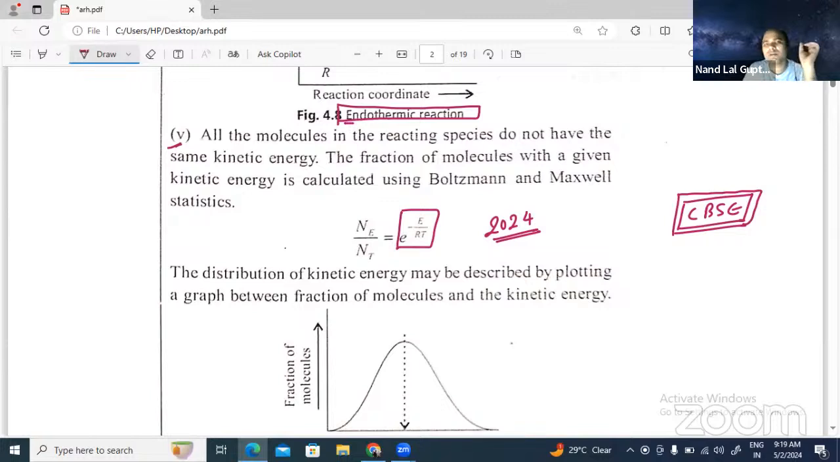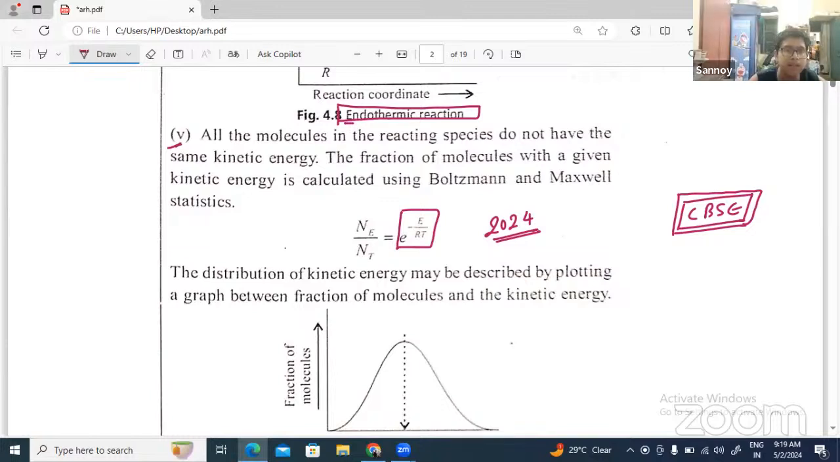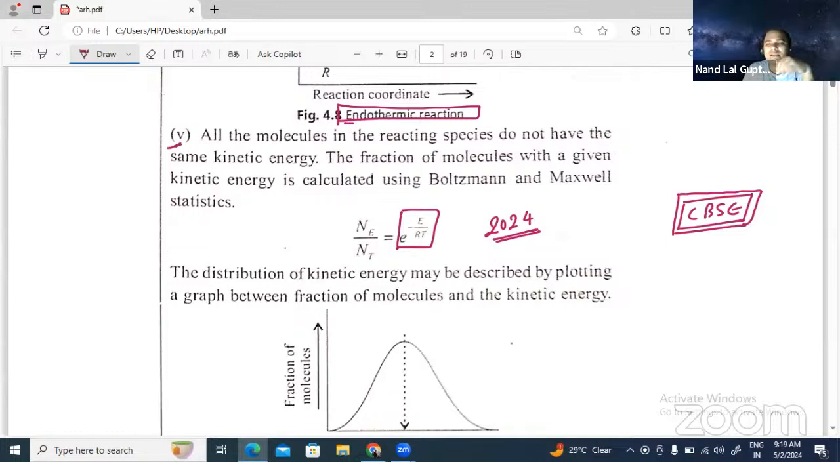The syllabus will be there on the CBSE site only. Okay, sir, the new CBSE syllabus. CBSE site means the NTA, National Testing Agency. Okay, I will find out. I will share it with you. Don't worry. I will find out. I will share it with you.